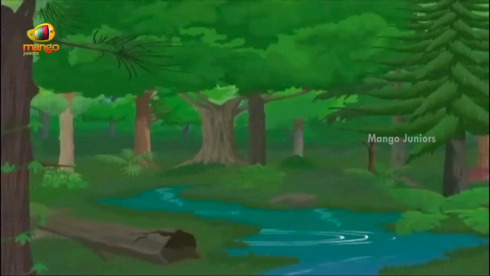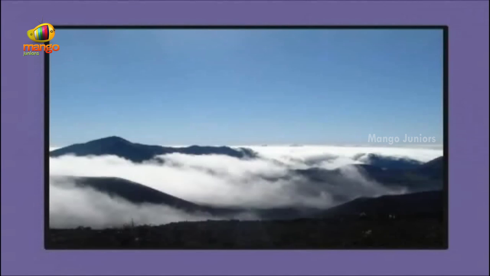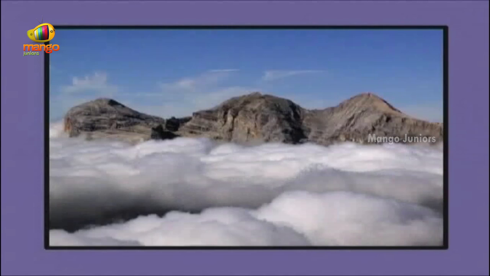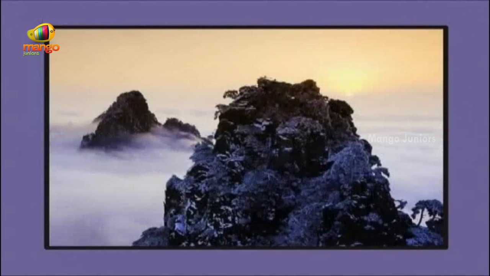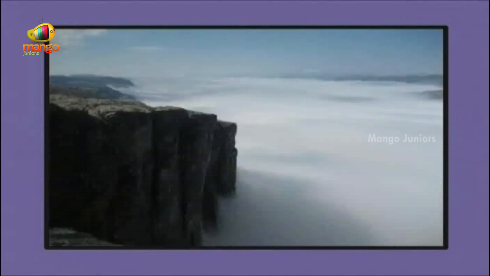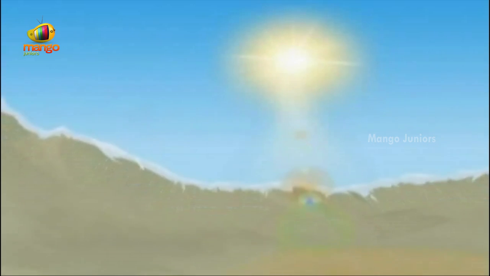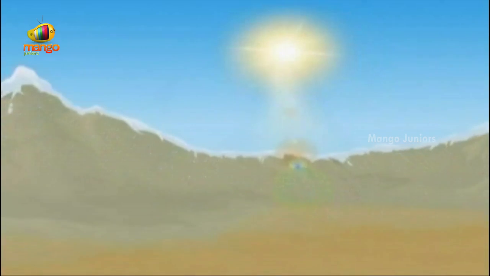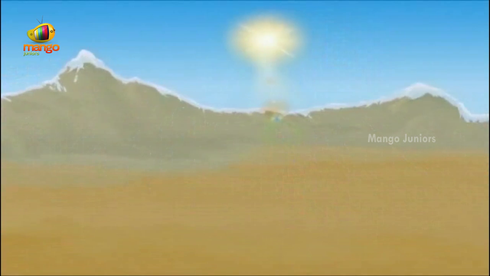At this altitude, the mountains poke out and are above the clouds most of the time. At this altitude, it is sunny throughout the day. The air here is thin and pollution-free, and the sun's radiation is very strong. Here, the mountain climbers have to cover themselves with sunscreen to avoid sunburns.